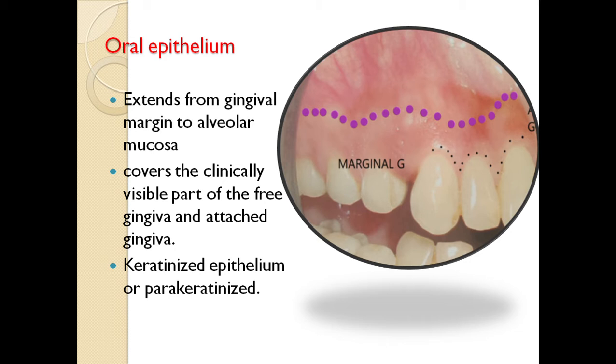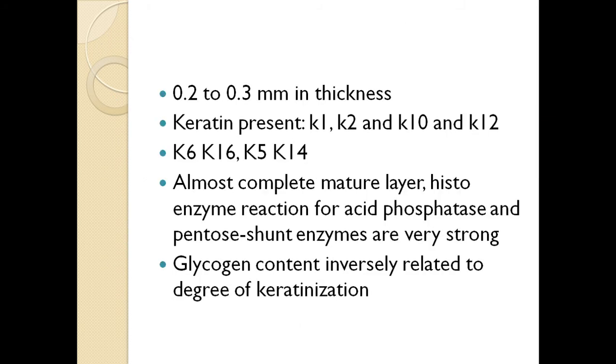Oral epithelium extends from the gingival margin to the alveolar mucosa. This is the gingival margin and this is the alveolar mucosa. These big dots mark the mucogingival junction. So this whole area is oral epithelium. It is keratinized and it covers the clinically visible part of free gingiva and attached gingiva. It is either keratinized or parakeratinized. It is 0.2 to 0.3 millimeter in thickness.